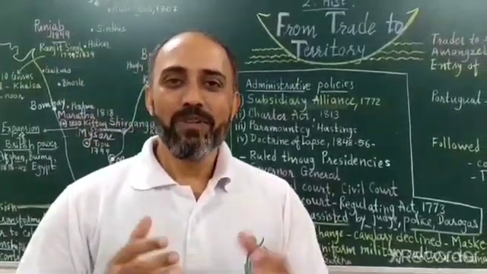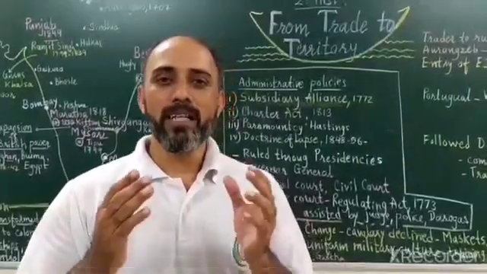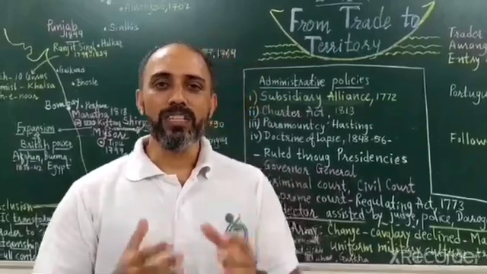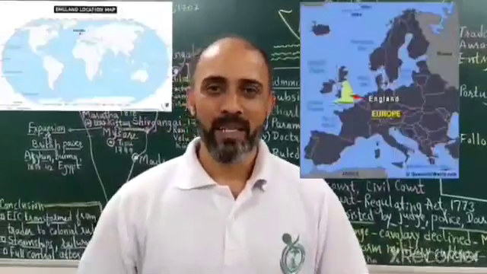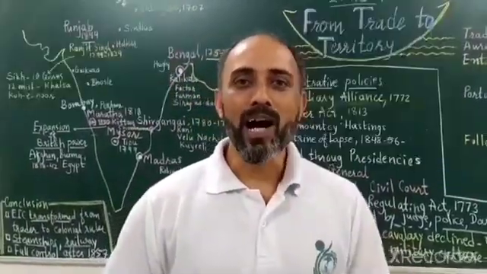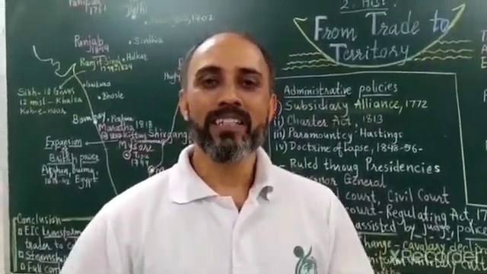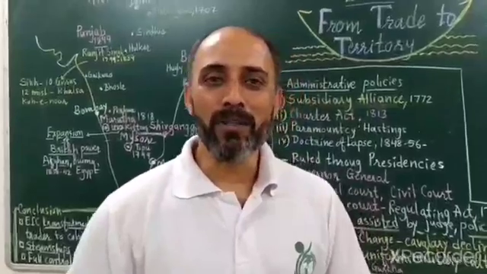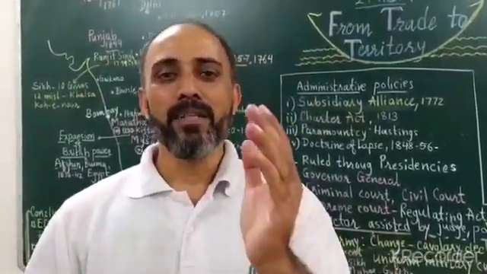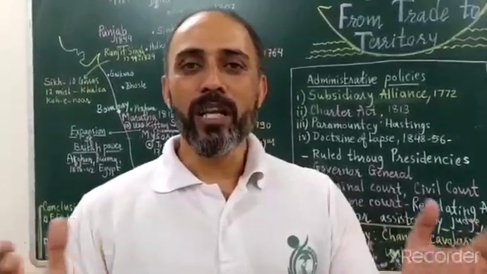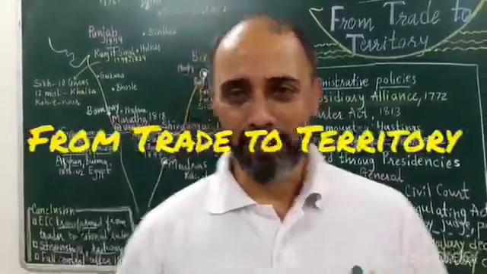Students, we know India was ruled by England once upon a time, and we got freedom from England on 15th August 1947. But do you know how the British became the rulers of this country? Students, this is a very interesting story to know about how Britain became rulers of this country. So today, let us explore the lesson From Trade to Territory.